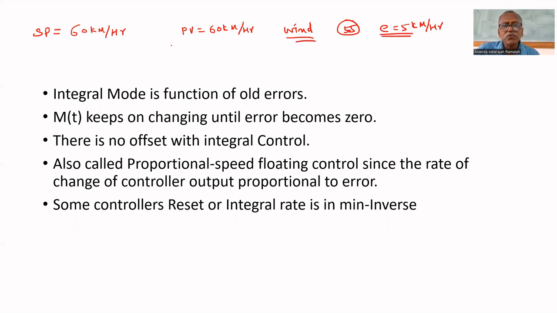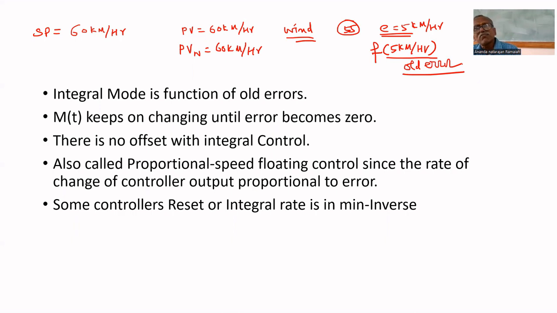Now the PV becomes 60 kilometers per hour again, but you are giving additional input. That additional input is a function of this 5 kilometers per hour. Now there is no present error. This 5 kilometers per hour error is the old error. That's why integral mode is a function of old error.